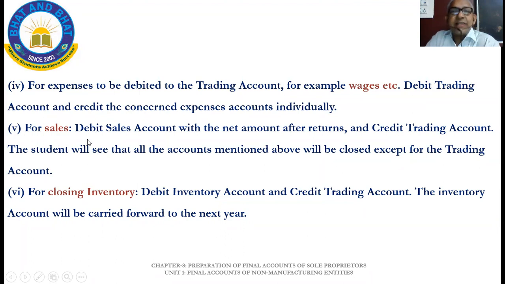In sales also it is like that. Sales account debit, for the net amount after returns and all. Trading account credit. On the credit side of the trading account, you are writing. In accountancy language, the reason you write on the trading account is that this journal entry is posted to that trading account. Trading account is a ledger account again. Then closing inventory: debit inventory account, credit trading account. Once you prepare the trading account, from there itself it will be easy to write the closing entries.